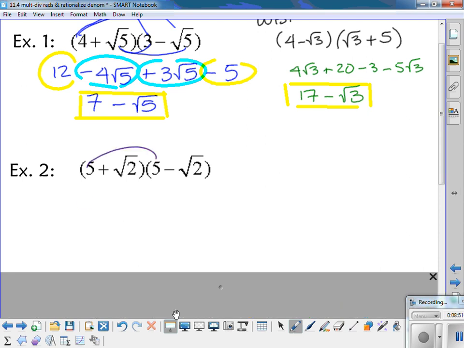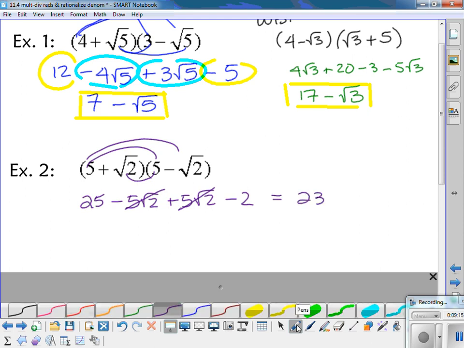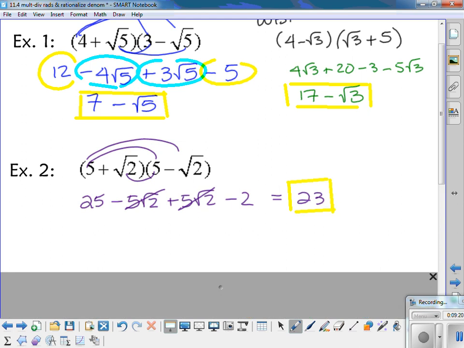If we do 5 times 5, we get 25. 5 times negative root 2, I get negative 5 root 2. Here I get a positive 5 root 2. And then what's root 2 times root 2? It's just 2, right? And so we get minus 2. So these cancel out, and I'm just left with 23. So when the terms are the same and all that's different is a plus or a minus, you actually end up just getting a number without any radical expression.